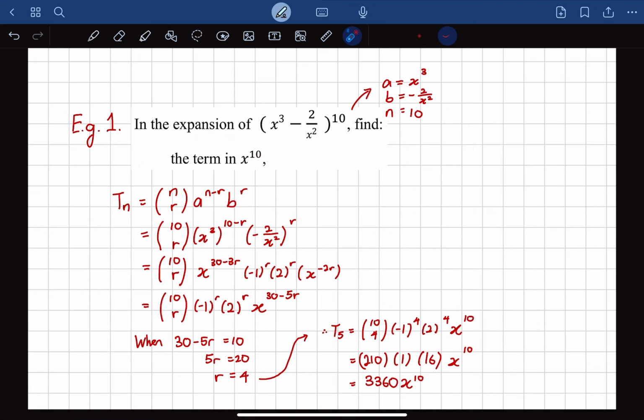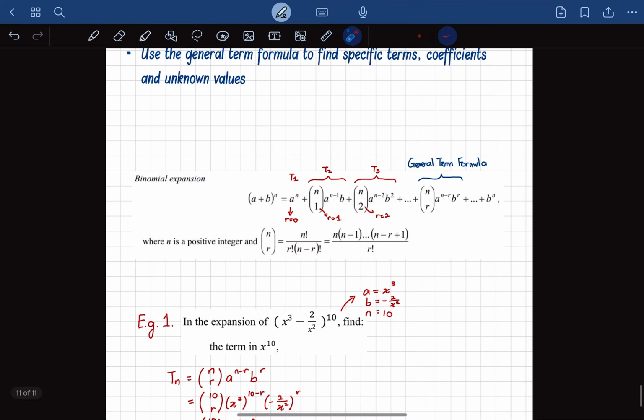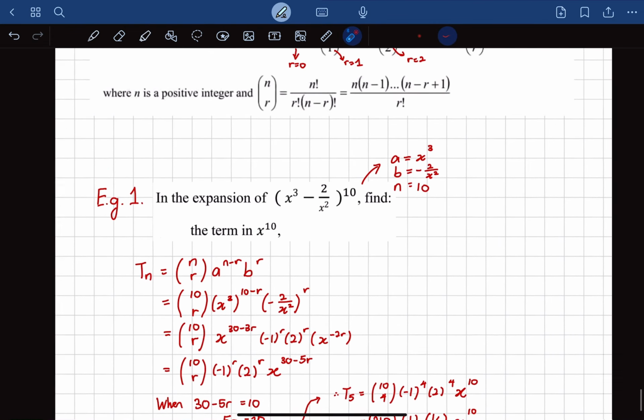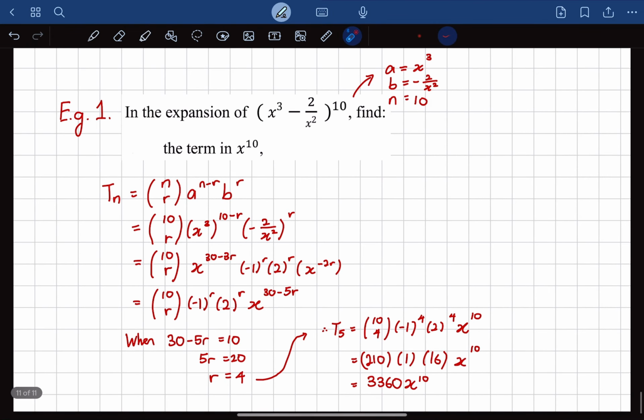Yep, so that will be the end of this skill video of how do we find any specific term using the general term formula that is given to us in the formula sheet.